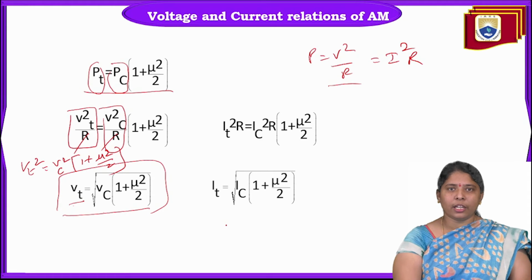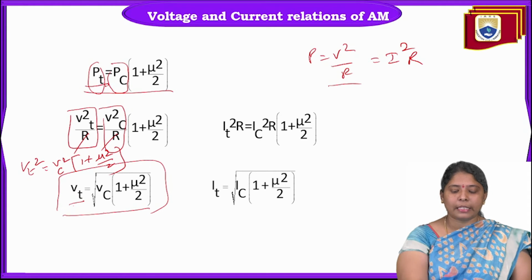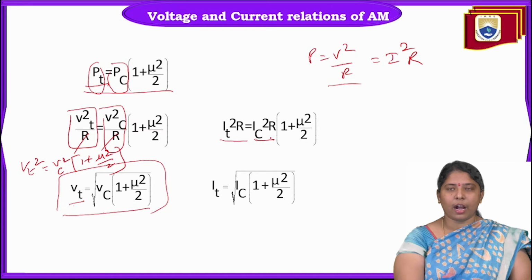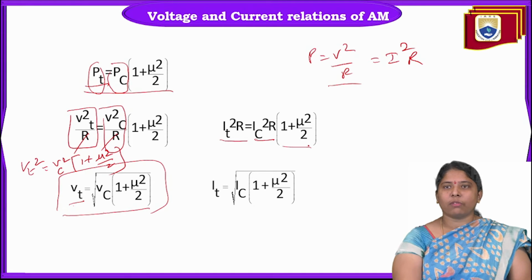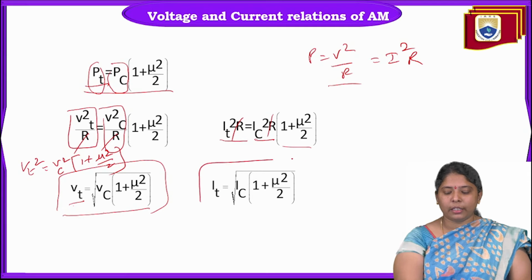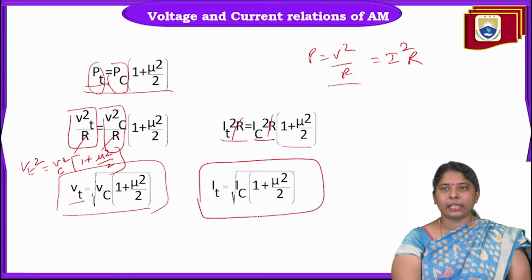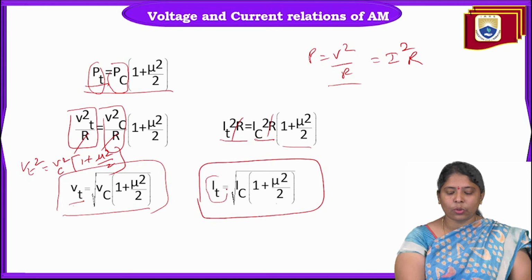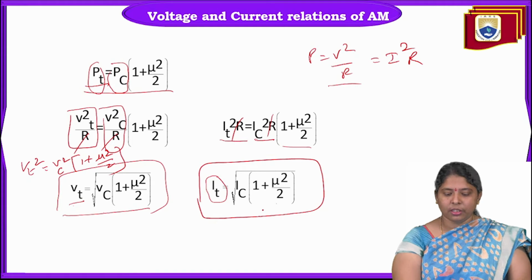Coming to the current relations, similarly, replace power with I square R. So total power equals IT square R and Pc equals Ic square R into 1 plus mu square by 2. Similarly, cancel R on both sides. We get IT equal to Ic into root over 1 plus mu square by 2. This IT is the total current after modulation, and this Ic is the carrier current.